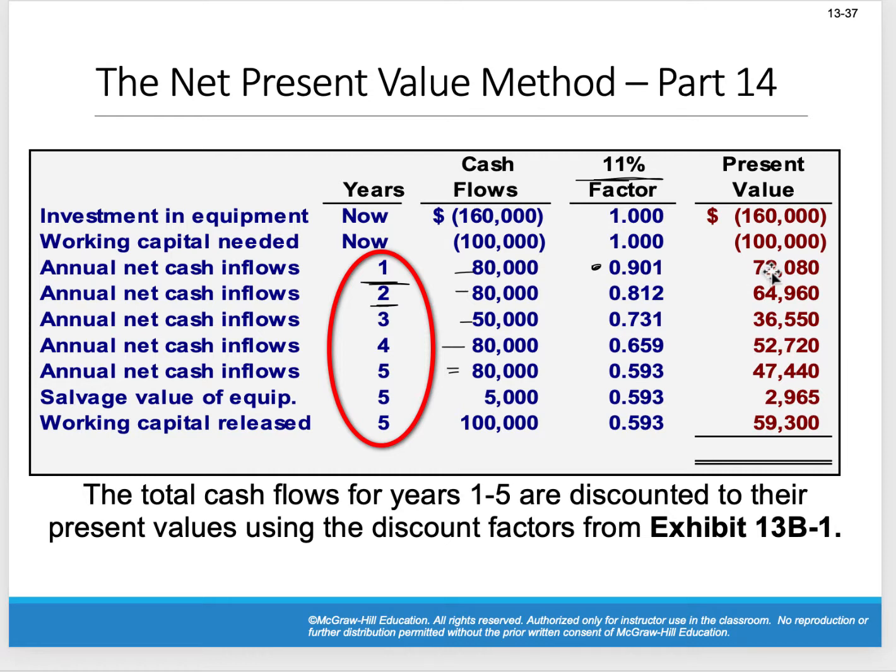Notice what happens as the time increases, right? Look at the present value amount. It decreases. So the longer we go out, or the longer we have to discount something back, the less it is worth today. Okay?